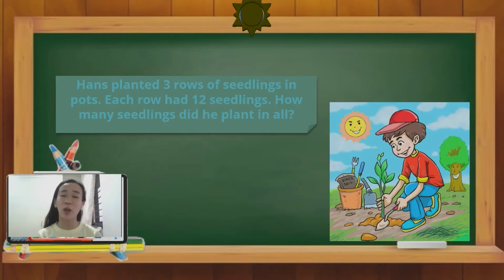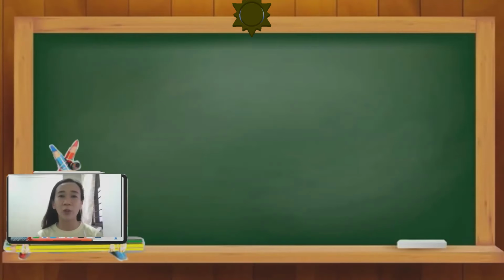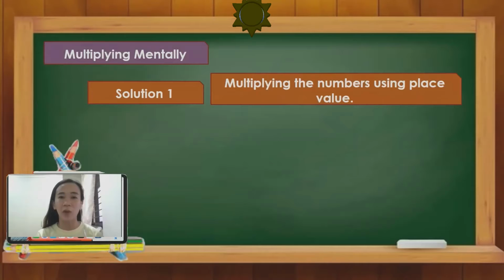Great job, Guadans! We are going to answer this question by multiplying 12 by 3. Now, let us try to multiply 12 by 3 mentally without using any pen or paper. Okay? Okay, this will be very exciting. There are 2 ways to solve mentally. The first way or the first solution is we multiply the numbers using place value. What do we mean by this? For example, we have here 12 times 3. So how do we multiply the numbers using place value?